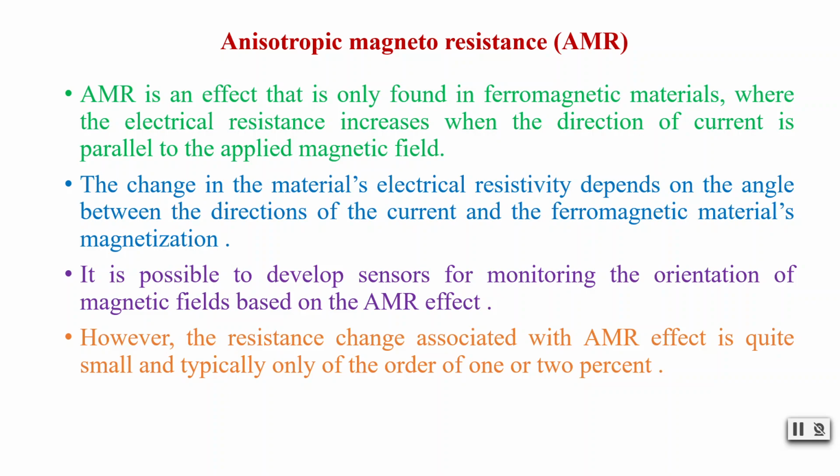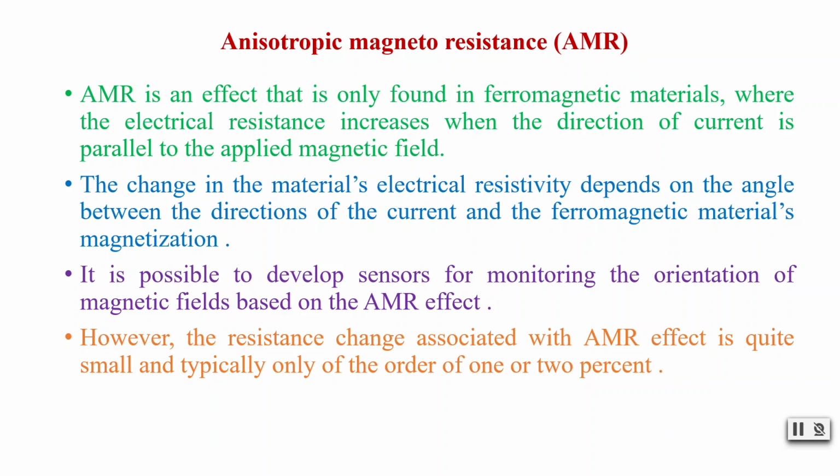Next we see that the change in the material's electrical resistivity depends on the angle between the direction of current and the ferromagnetic material's magnetization, which depends on the applied magnetic field. So the electrical resistivity depends on the magnetization, the current direction, and the angle between them.